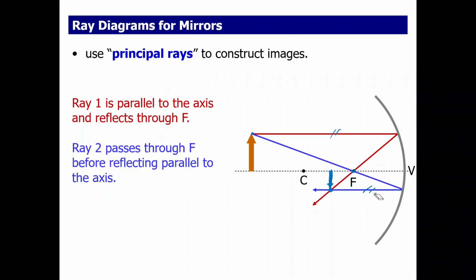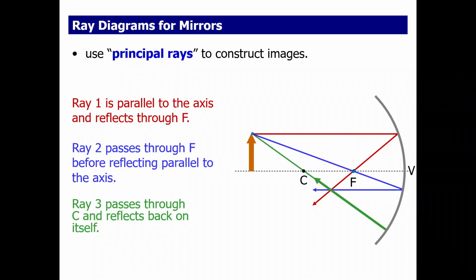But there are other rays that you can draw, and sometimes people like to draw 3 rays to make sure that all 3 rays will connect at the same location. So the third ray passes through the center of curvature. Because you're passing through the center of curvature, it's going to reflect back in on itself. So that one you could also draw, and we can see that all of those rays are going to intersect in the same location.